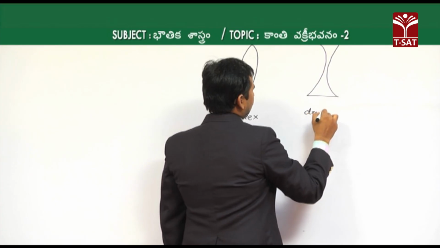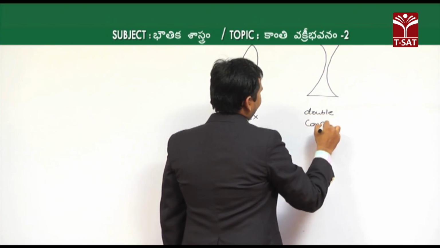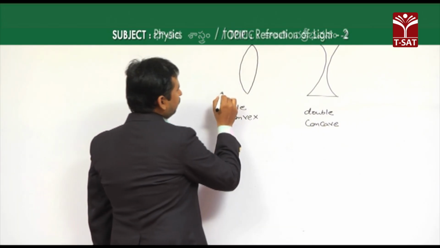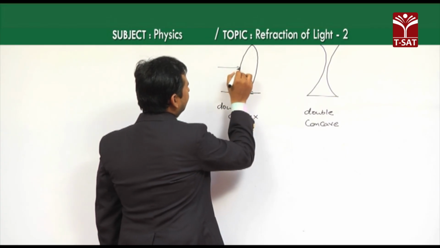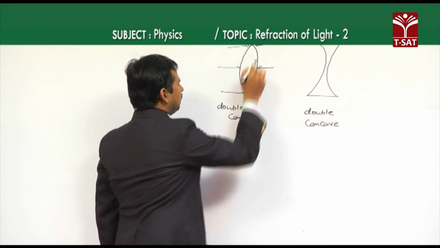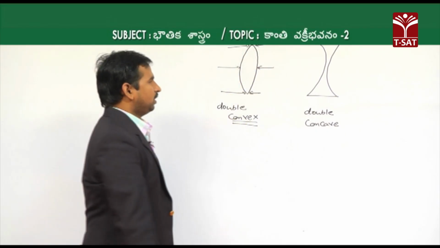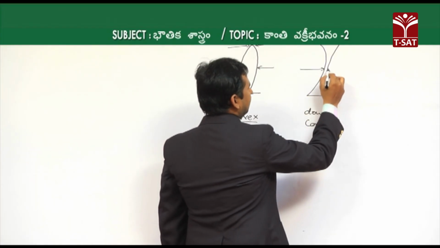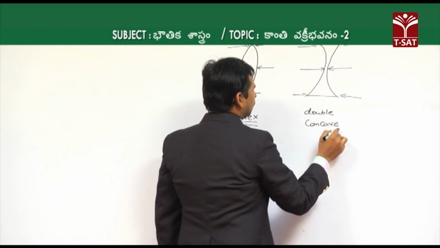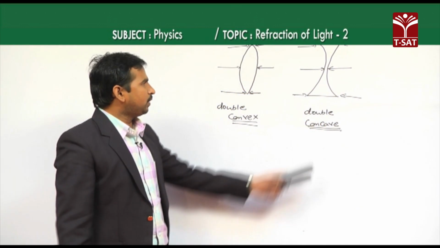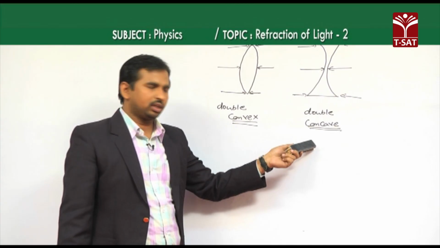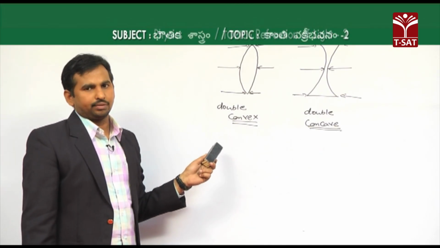This is double convex and double concave, like this. Okay. As I said before, if the edges are thin and the middle has more thickness, this type of lens we call a convex lens. Whenever the middle has less thickness and the edge has more thickness, this type of lens we call concave. As both sides have the concave nature, it is called a double concave, and this is called double convex.